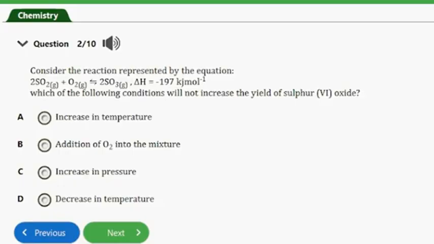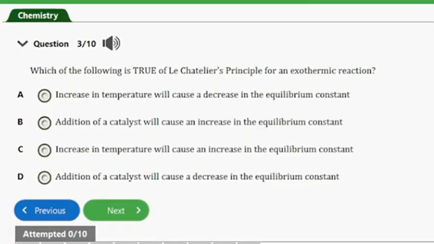So since this is an exothermic reaction where delta H is negative, an increase in temperature will not favor a forward reaction in this situation. So guys, that's it for this question, and that's option A. So let's consider the next question.